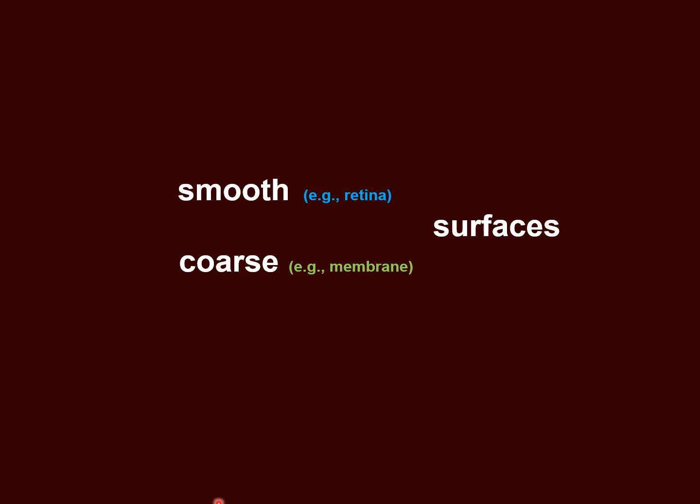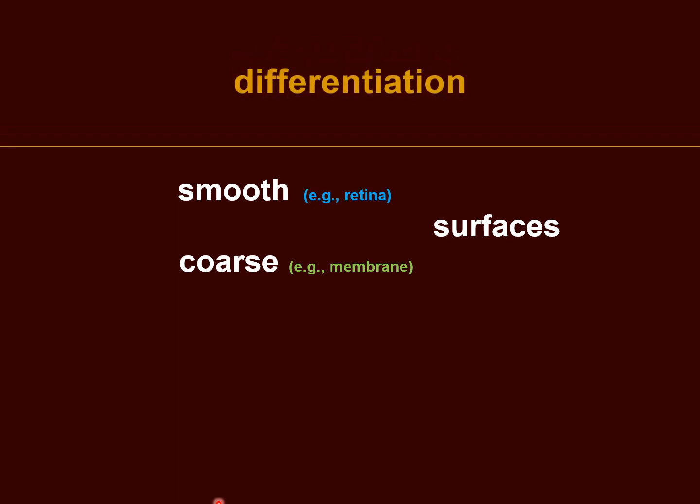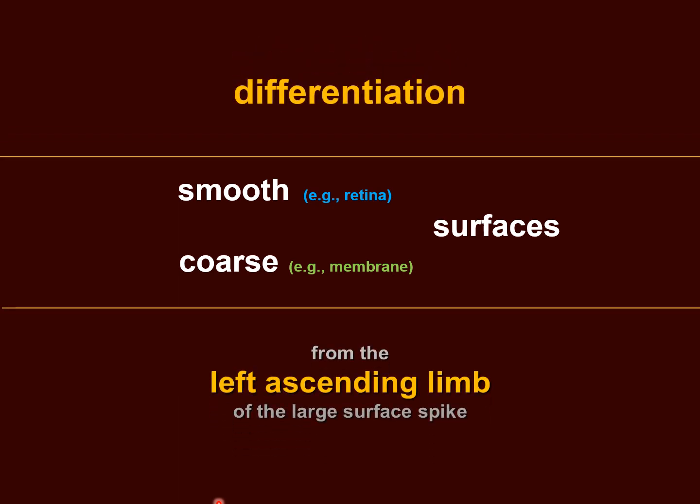There is an important clinical application of this observation. A detached retina has a smooth surface, whereas a dense membrane has a coarse surface. Now both may give the same or similar echo intensities. But the differentiation is done by observing the left ascending limb of the large surface spike.